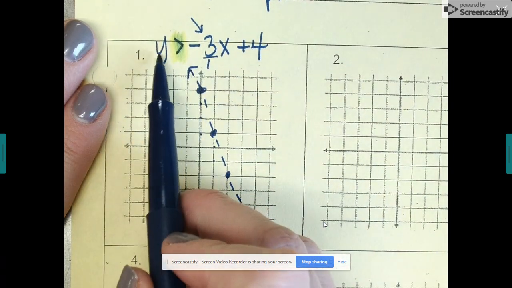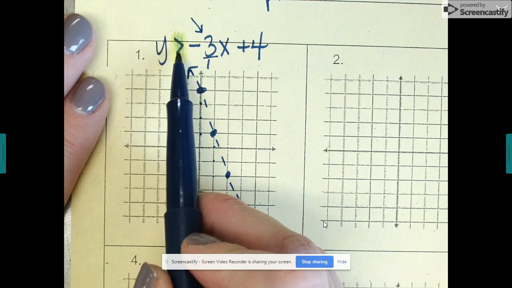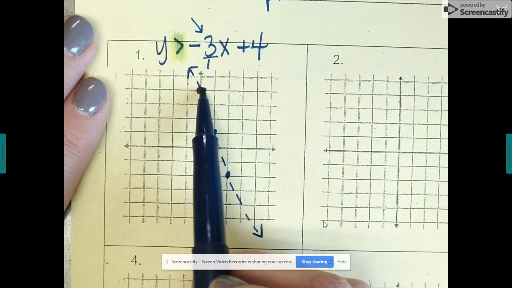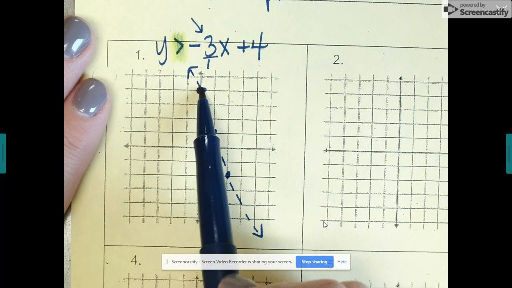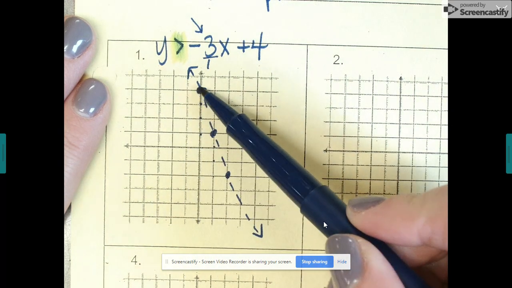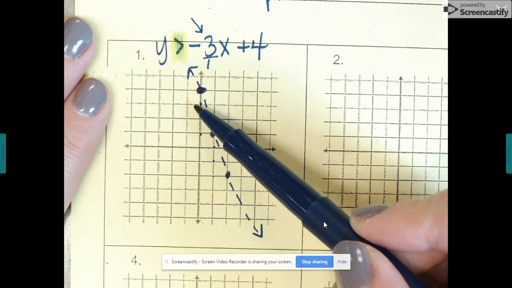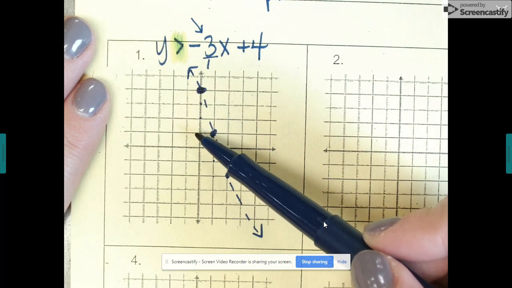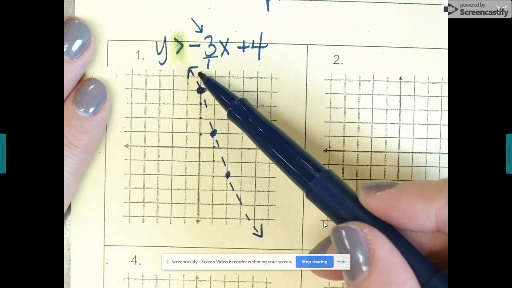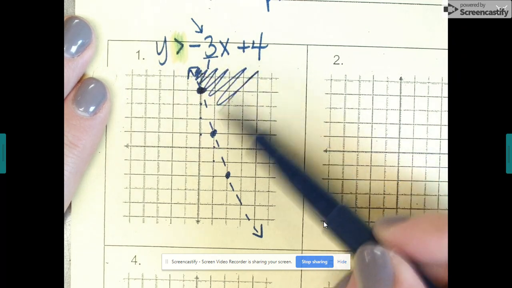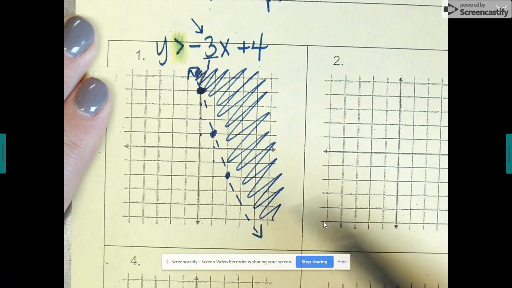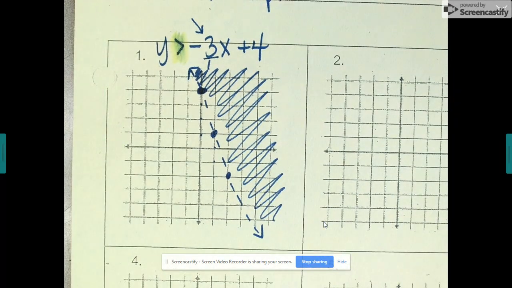Now, this says y is greater than, okay? So think about this point right here. Your y-axis, your y-intercept. Where are the numbers greater than 4? Would it be negative 3, or would it be 3, 2, and 1, or would it be 5? It would be 5. So I'm going to shade this area and everything over here. You just graphed your first inequality. It's a dotted line, and we're shading above.